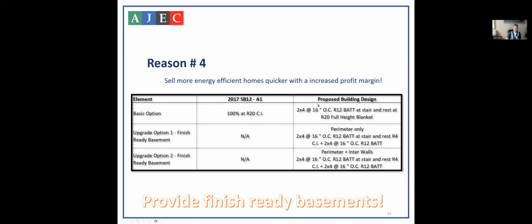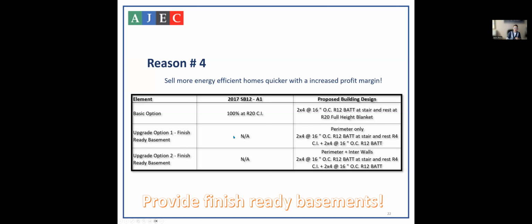Okay, so reason number 4 is you can sell more energy efficient homes quicker with an increased profit margin. When you build houses, I have a lot of production builders. What they do is they try to sell upgrades, right? If they wanted to sell you an upgrade, they will charge you for it. But in this case, they can say, I'll make you a finished-ready basement so that you can finish the basement yourself later on, because a lot of people right now use the basement as a living space as well.